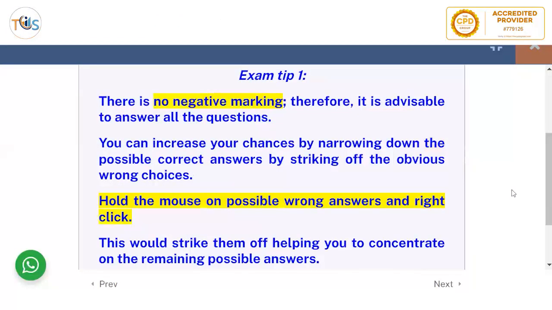No negative marking, therefore answer all the questions to increase your chances. You can increase it by narrowing down the possible correct answers by striking out the obvious wrong choices.